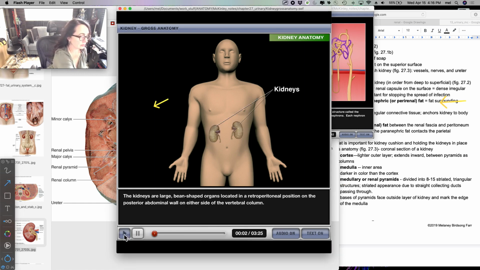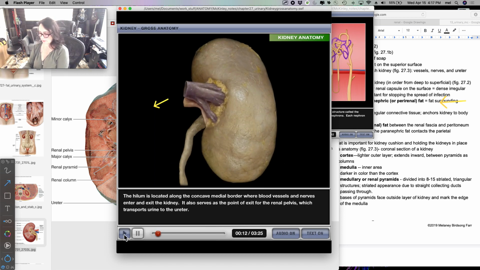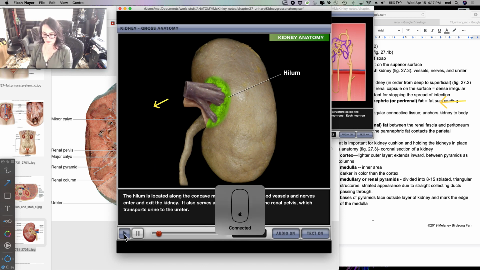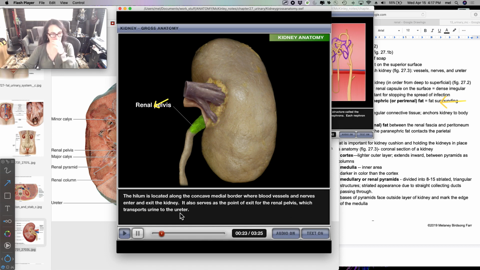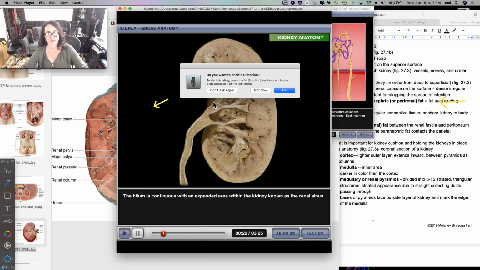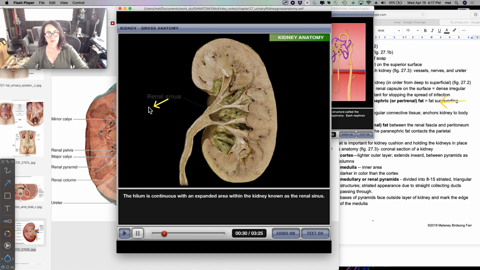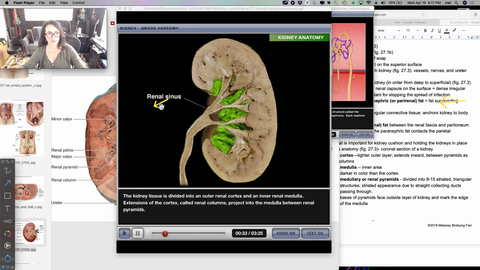The kidneys are large bean-shaped organs located in a retroperitoneal position on the posterior abdominal wall on either side of the vertebral column. The hilum is located along the concave medial border where blood vessels and nerves enter and exit the kidney. It also serves as the point of exit for the renal pelvis, which transports urine to the ureter. The hilum is continuous with an expanded area within the kidney known as the renal sinus. The kidney tissue is divided into an outer renal cortex and an inner renal medulla.